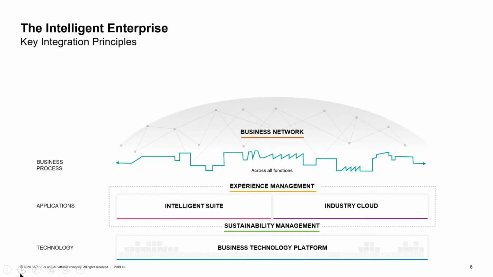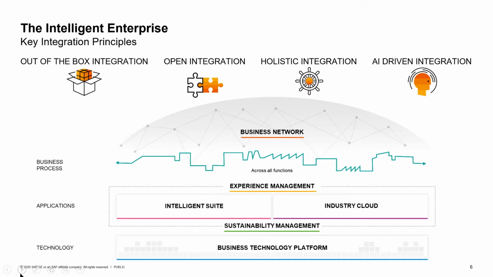Now let's take a look how ISAM fits to the intelligent enterprise strategy from SAP. Along the evolution of the intelligent enterprise strategy, its scope has been expanded from delivering an integrated intelligence suite to also cover other solution domains such as experience management, industry cloud, sustainability management, and more. Especially for delivering an intelligent suite, SAP has defined key principles for integration.